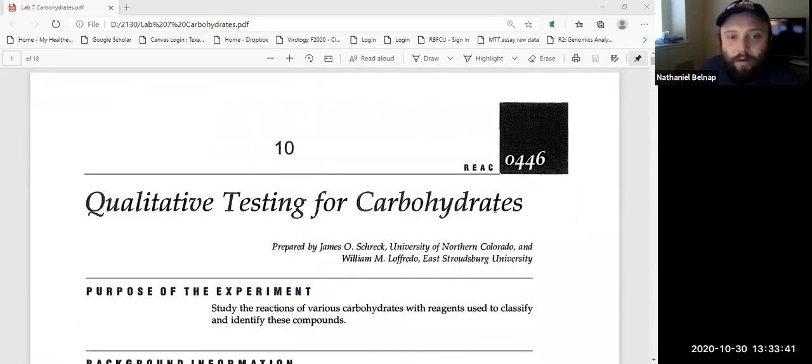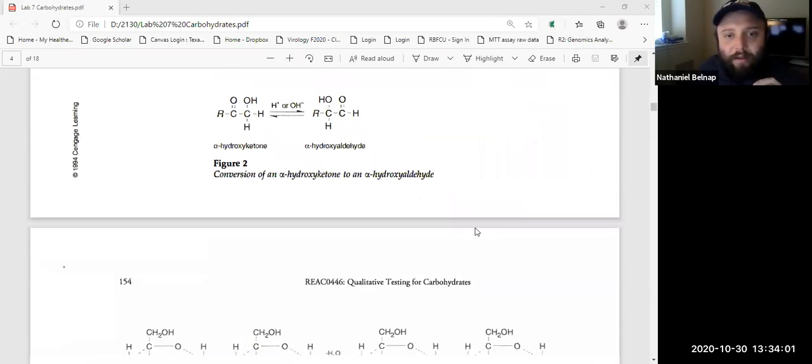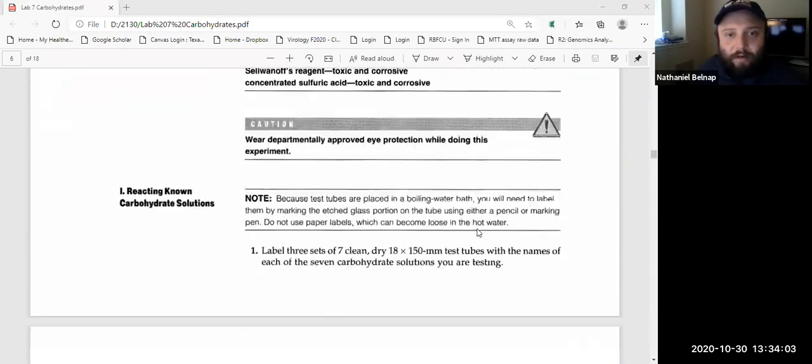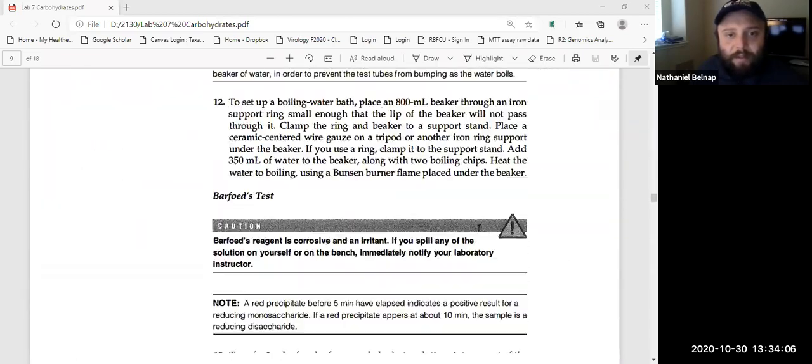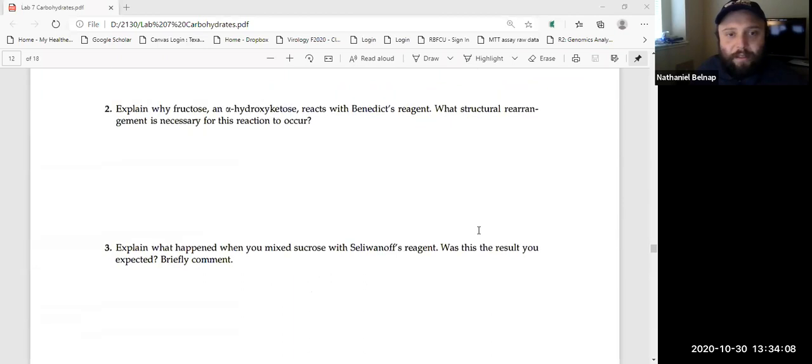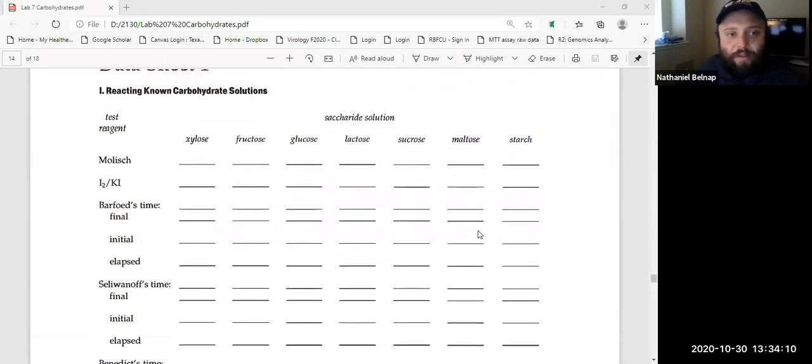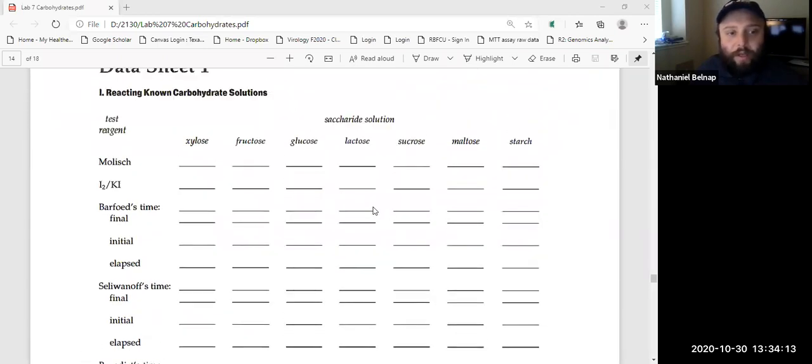So today we are testing for different types of carbohydrates and trying to classify them. He sent out an email with some information. There should be a sheet that has, let's see here. Unless he emailed it to you guys, but there should be a sheet that's this one.